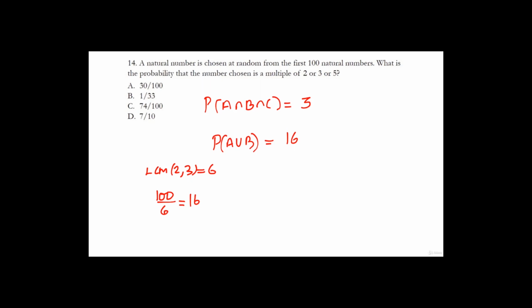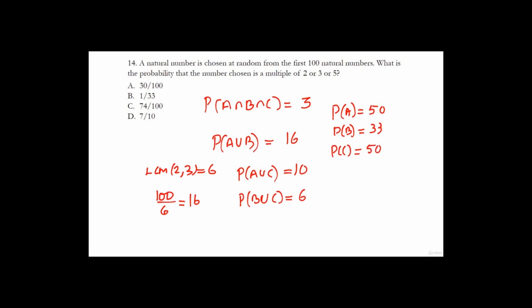Now P of A union C, that is multiples of both 2 and 5, that will be 10, because LCM of 2 and 5 is 10, and from 1 to 100 we have 10 multiples of 10. P of B union C, that is multiples of 3 and 5. LCM of 3 and 5 is 15. In 100 we have 6 values that are multiples of 15. P of A, the numbers that are multiples of 2 is 50. P of B, the numbers that are multiples of 3 is 33. And P of C, the numbers that are multiples of 5, they are 20.